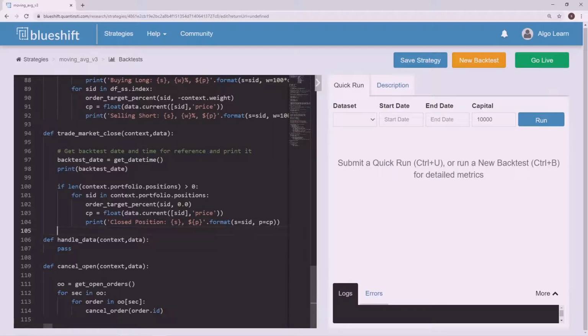And then, of course, our cancel open. So at market close, we're going to see if we have any open orders. If we do, we're just going to cancel them. It does happen, and we want to make sure we cancel them out so we don't place double the orders the next day and end up using leverage, etc.